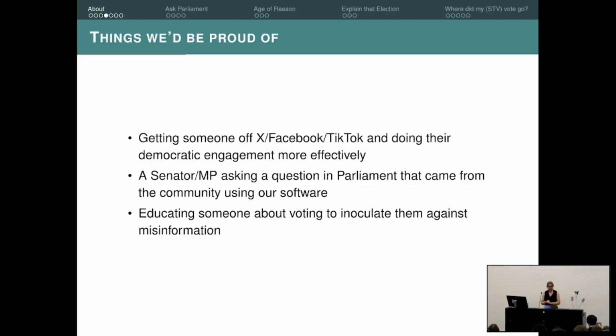Something else that we'd be proud of, and I'll talk a little bit more about this project in a minute, is actually inputting something meaningful into some parliamentary processes. Suggesting a really good question for a senator or a member of parliament or somebody sitting on a committee to ask that actually has an effect and exposes something interesting.